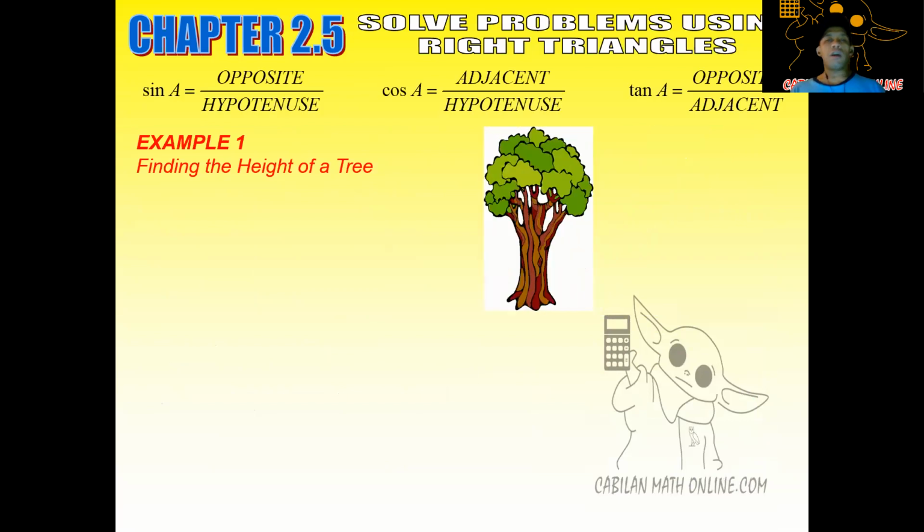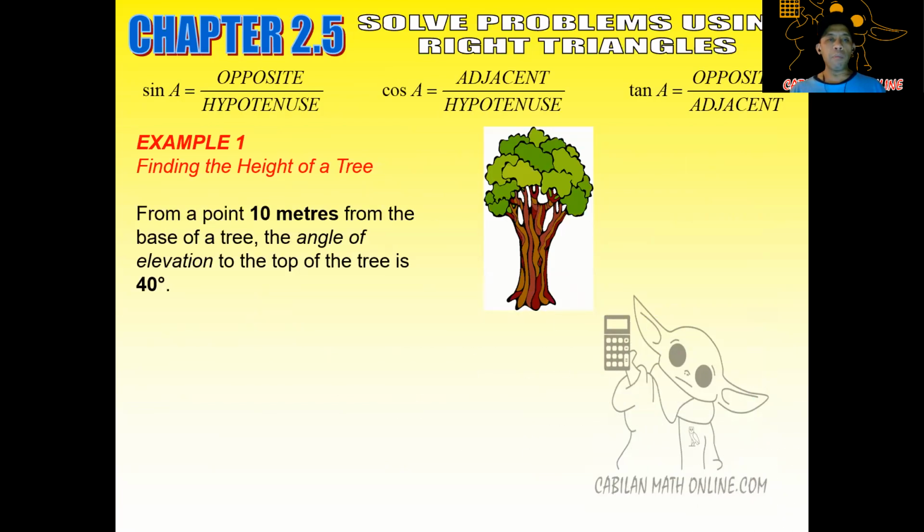Okay, so starting off with the first example, we're going to look at the height of a tree over here, as you can see. So from a point 10 meters from the base of a tree, the angle of elevation to the top of the tree is 40 degrees. Now, when you're looking at this question here, notice there's a couple of things that stand out. Obviously, the measurements, 10 meters from the base of the tree. Start off with that.